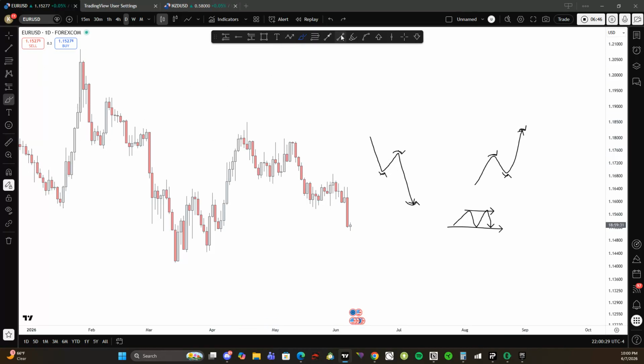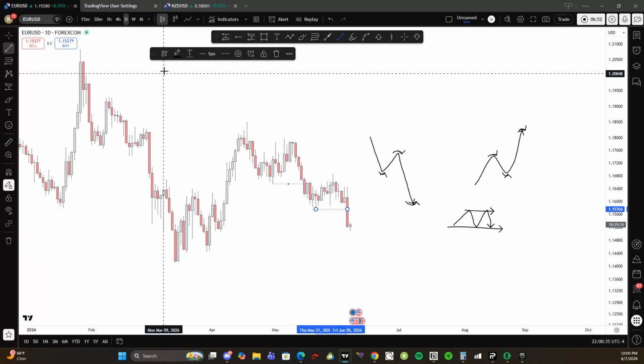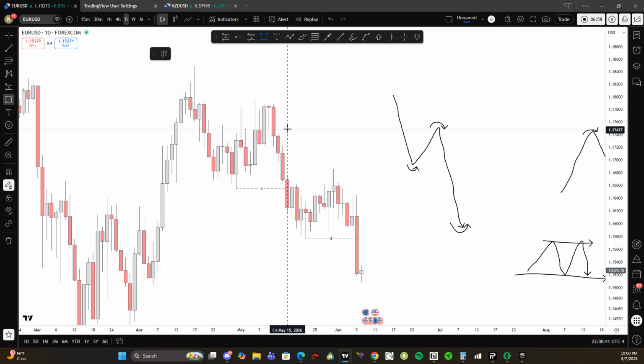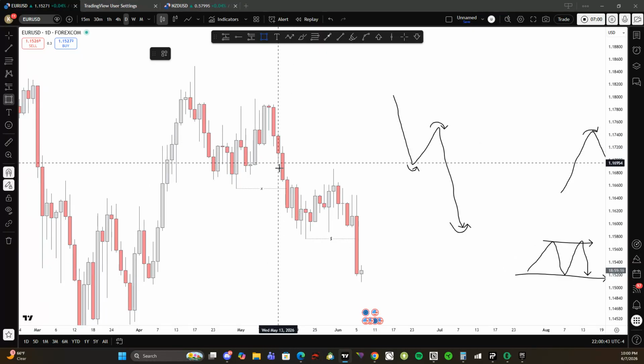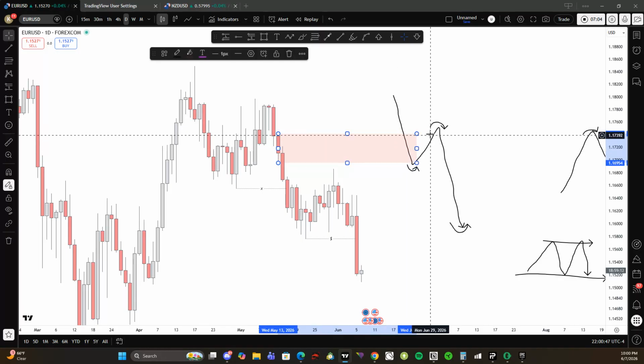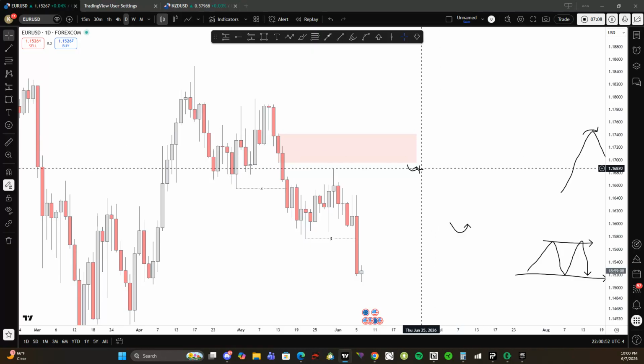So the market breaks this low, having this low as a target, and we'll be using the most inefficient candle. I'll be using this one. That's the one I used to highlight before. I'll always highlight the supply zones I'm looking for in red.